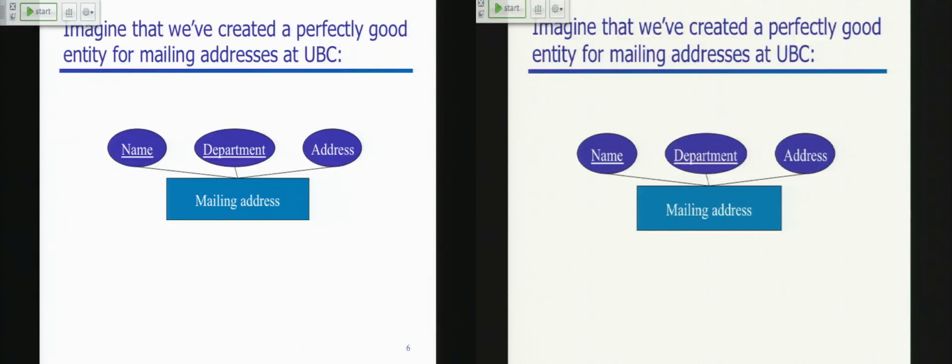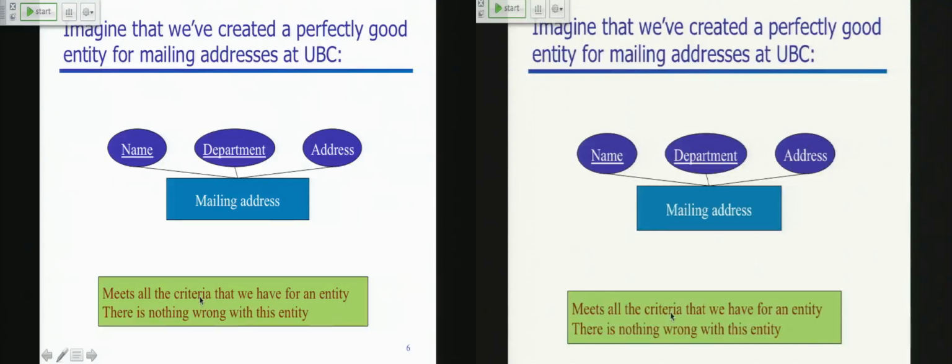Okay, now let's take an example. Imagine that we have this entity. We have mailing addresses for each of our faculty members. They have a name, they have a department, and they have an address. And from what we know so far, this entity is totally fine. It meets all the criteria that we've talked about so far.